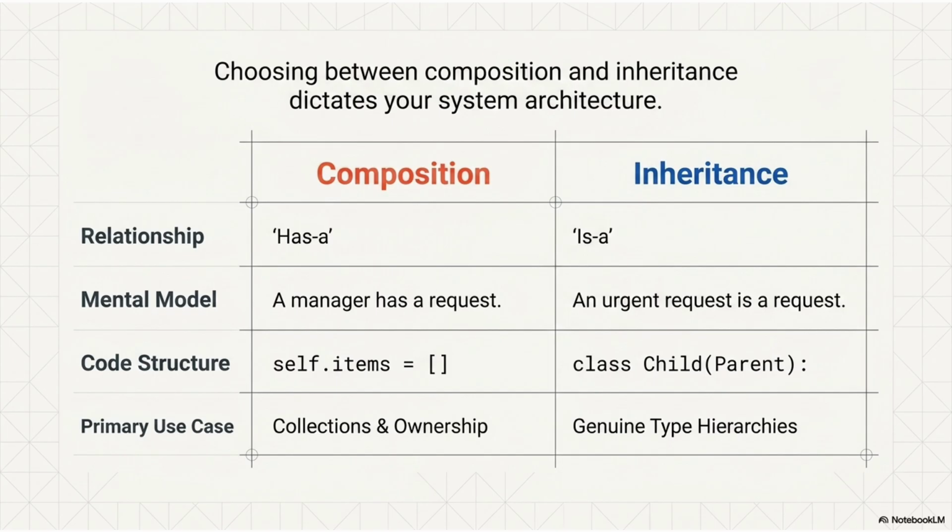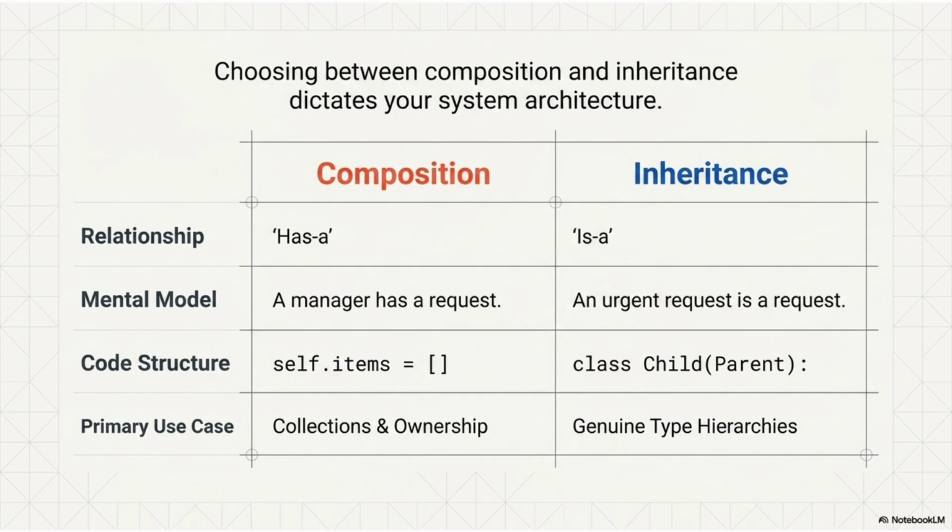This decision table shows you a reliable test for choosing between composition and inheritance. Ask two questions. First, does the relationship make sense as "is a"? Could you say X is a kind of Y accurately? An urgent request is a kind of business request. That's accurate. A request manager is a kind of business request. That doesn't make sense. Second, will the subclass need everything the parent has? If the child needs 80% of the parent's behavior plus extensions, inheritance fits. If the child only needs 20% of the parent's behavior, composition is cleaner.